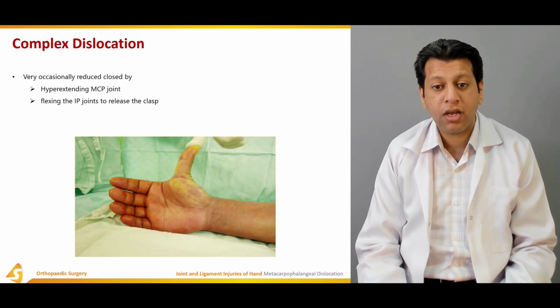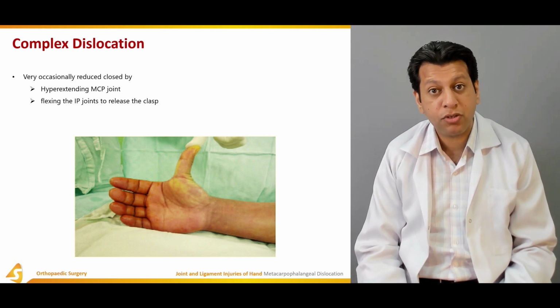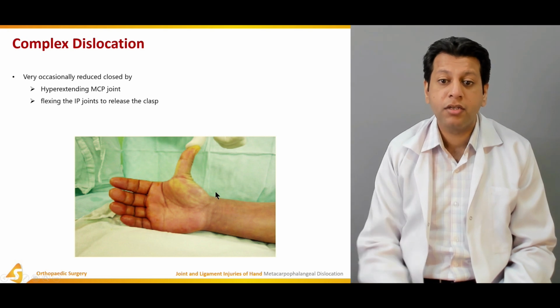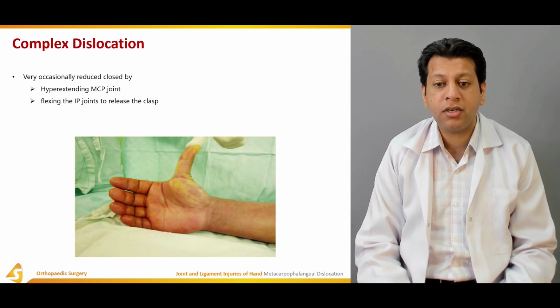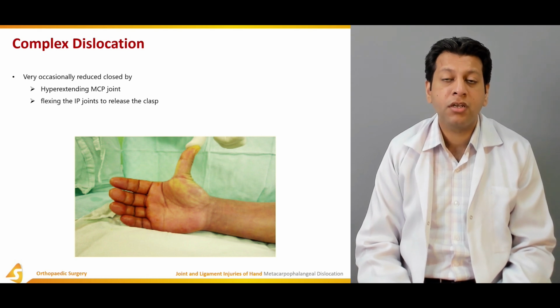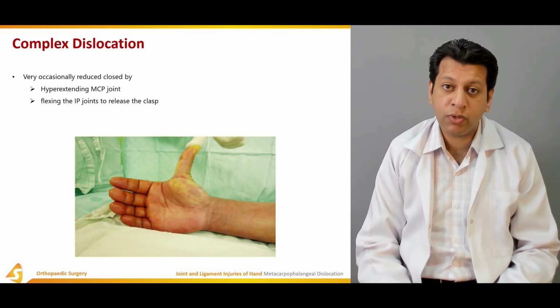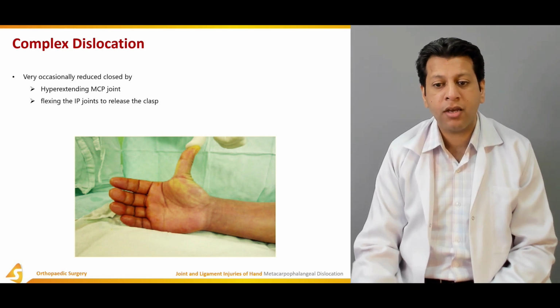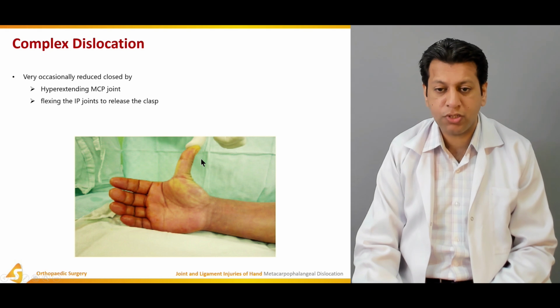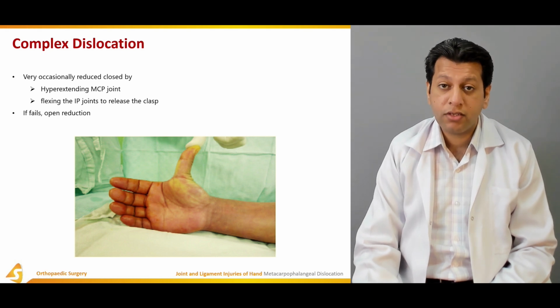Rarely it results in a hyperextension of the metacarpophalangeal joint of the thumb mainly. So what to do with that is, flexing the interphalangeal joint usually releases the clasp over the metacarpophalangeal joint of the thumb dislocation, and we can reduce it back and apply a thumb spica in this position as well. If it fails, then we have to go for open reduction and fixation.